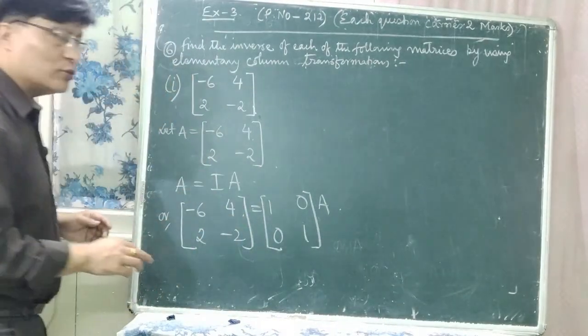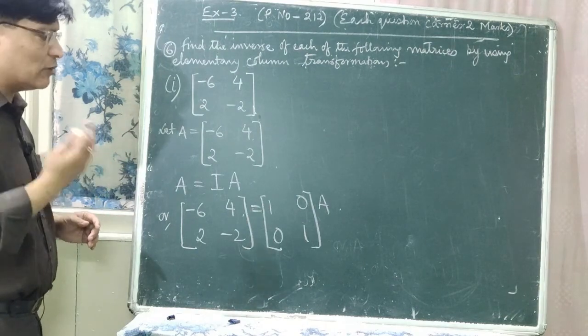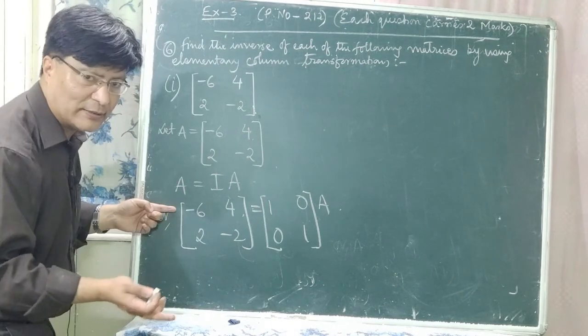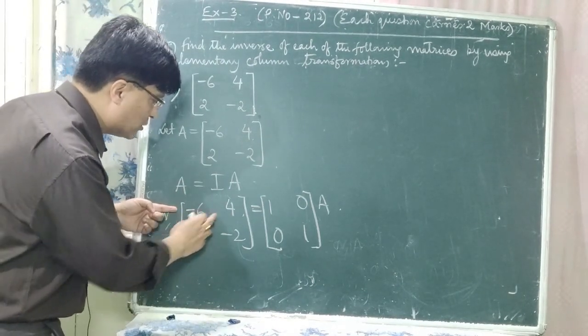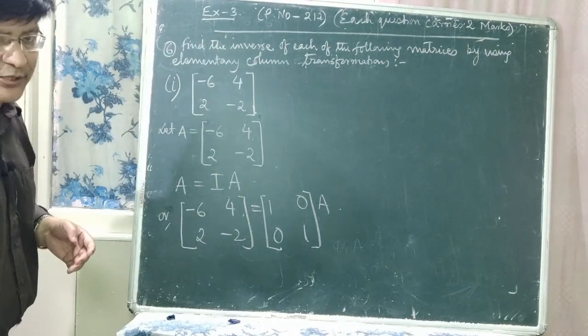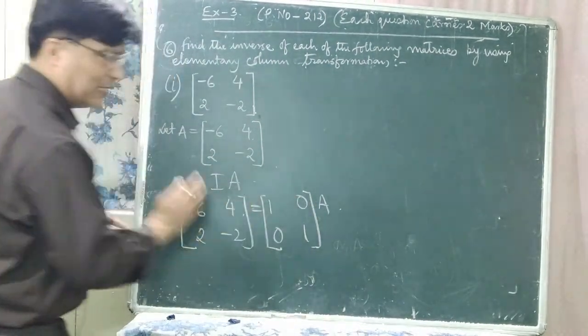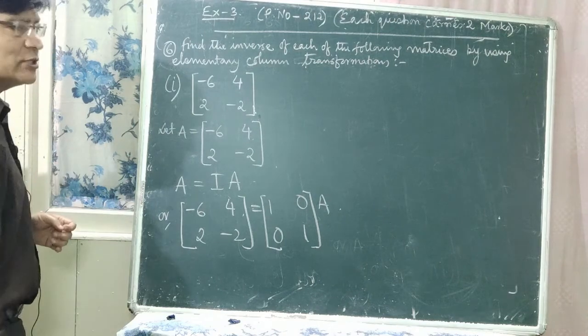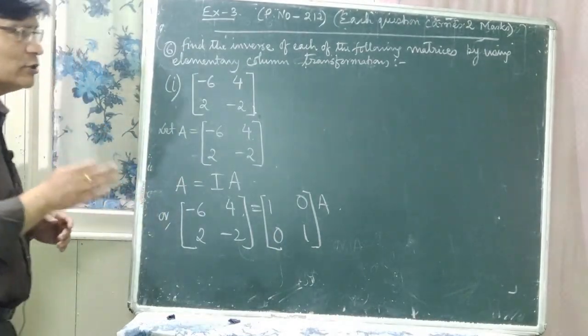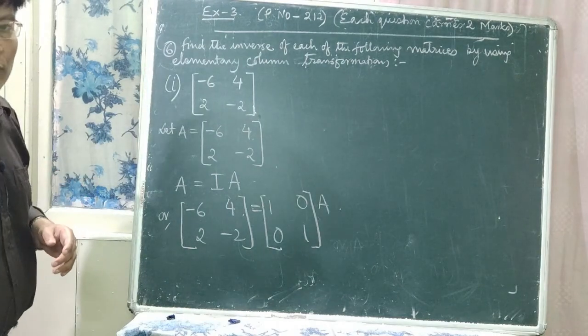Now in order to find A inverse, you have to change this matrix into the identity matrix. That is, you should get 1 0 0 1 here, and the other matrix will automatically change, and then you can find A inverse. In this case you have to use elementary column transformation. That means you have to use properties in terms of columns.